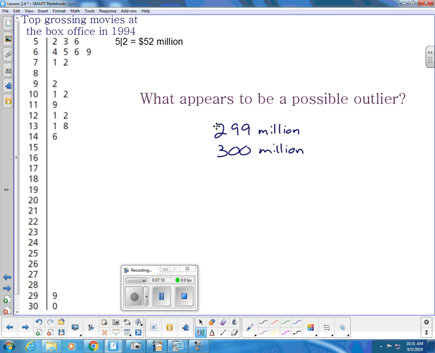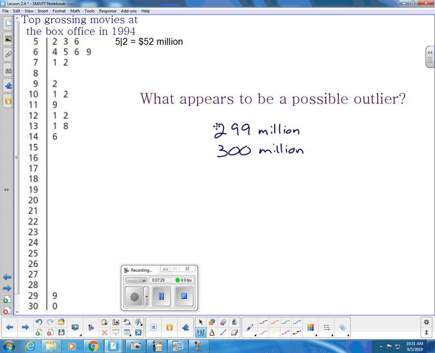The Lion King is one. That's a top grossing movie in 1994, Lion King. And the other one is? Forrest Gump. Forrest Gump and the Lion King. All right, but those are outliers. So we got it.